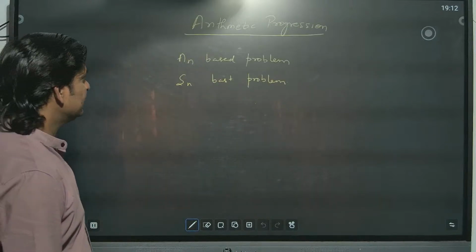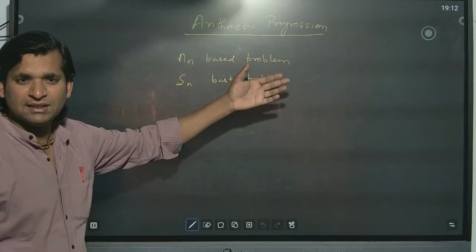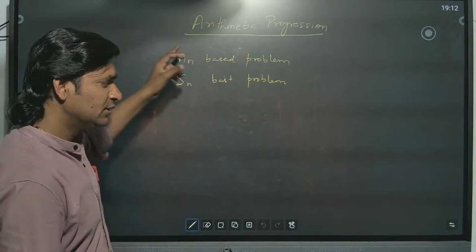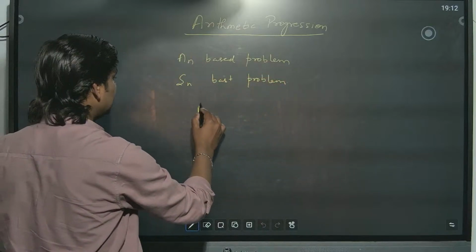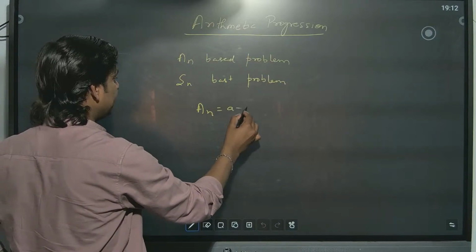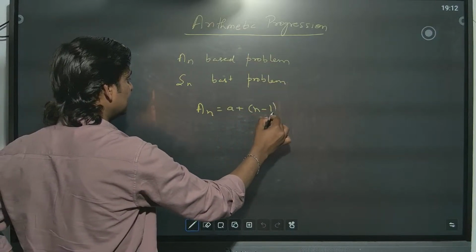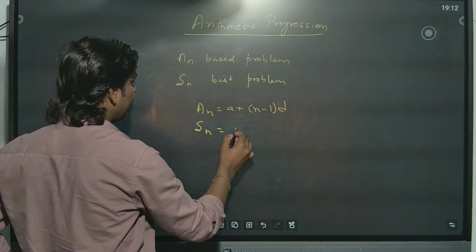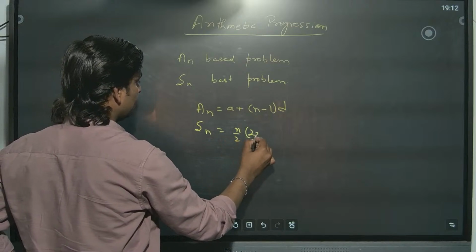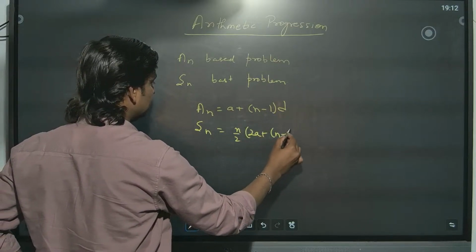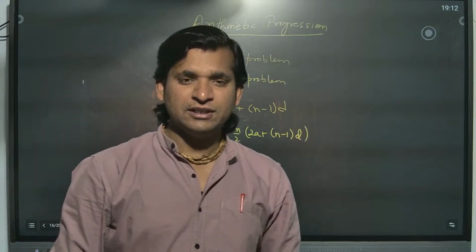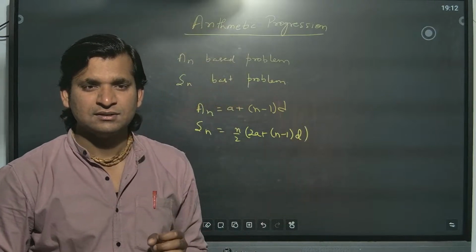So AP is nothing, only two formulas and some word problems. So the nth term formula is what? a plus (n minus 1)d, and the Sn formula is n by 2 into (2a plus (n minus 1) into d). So in every question, first of all, you have to write the formula.